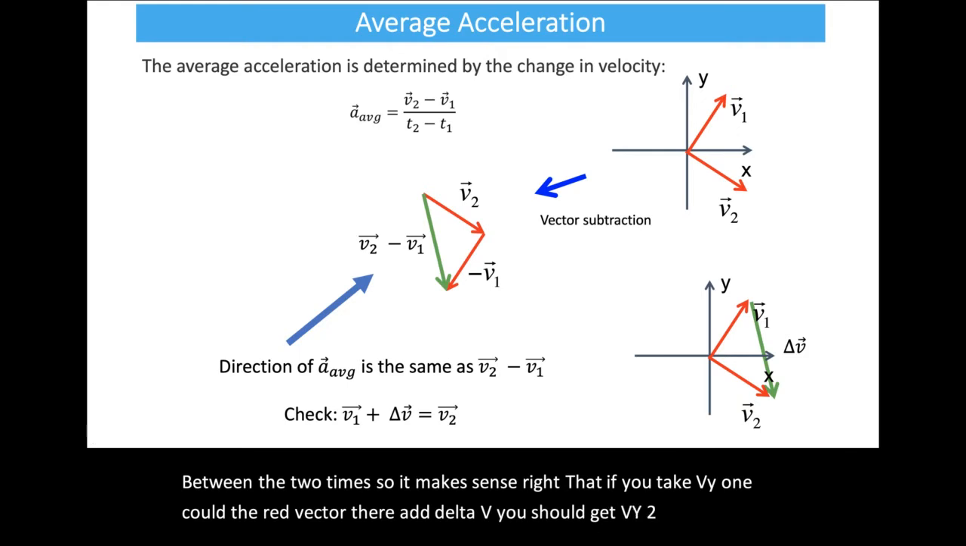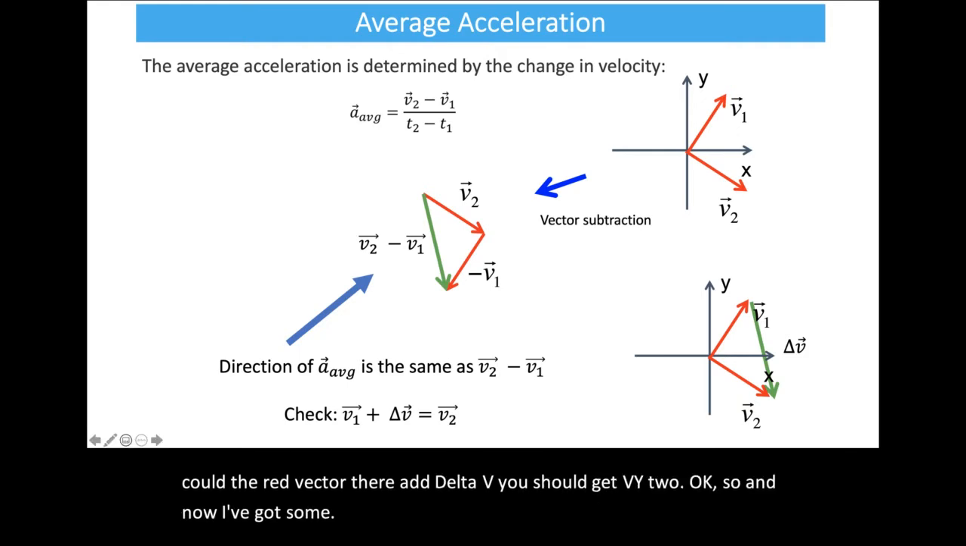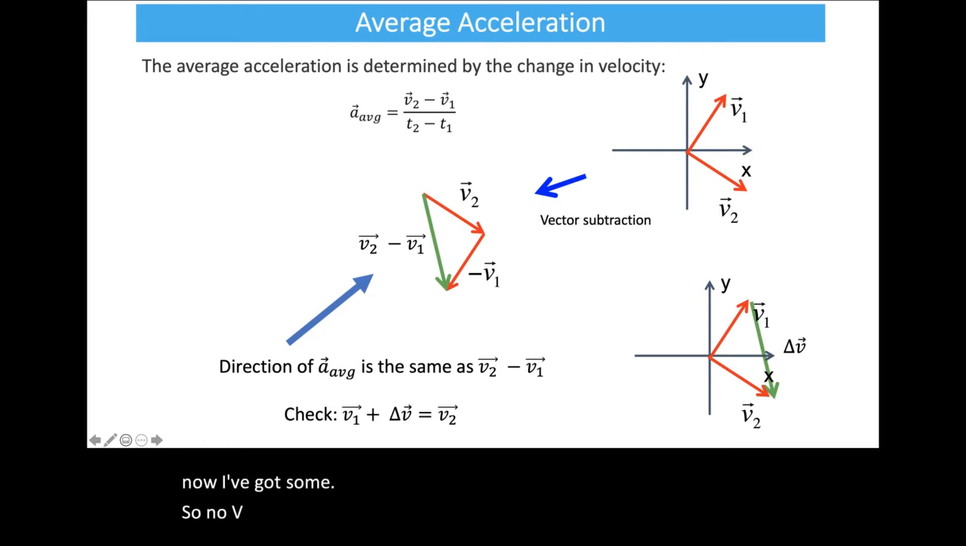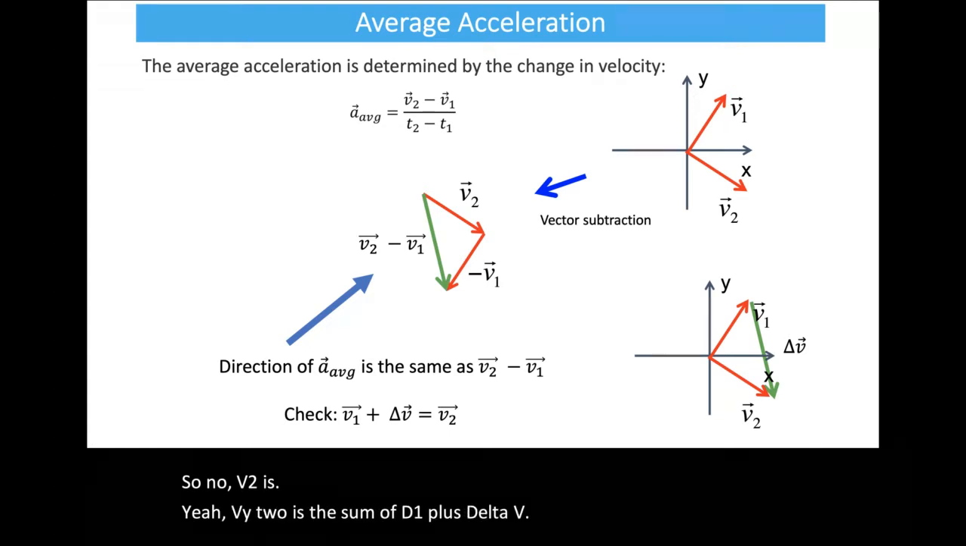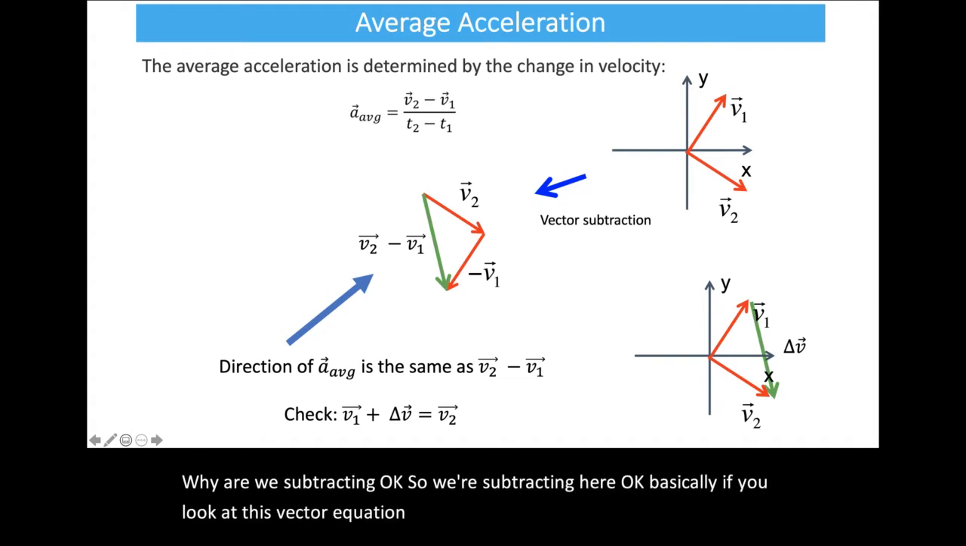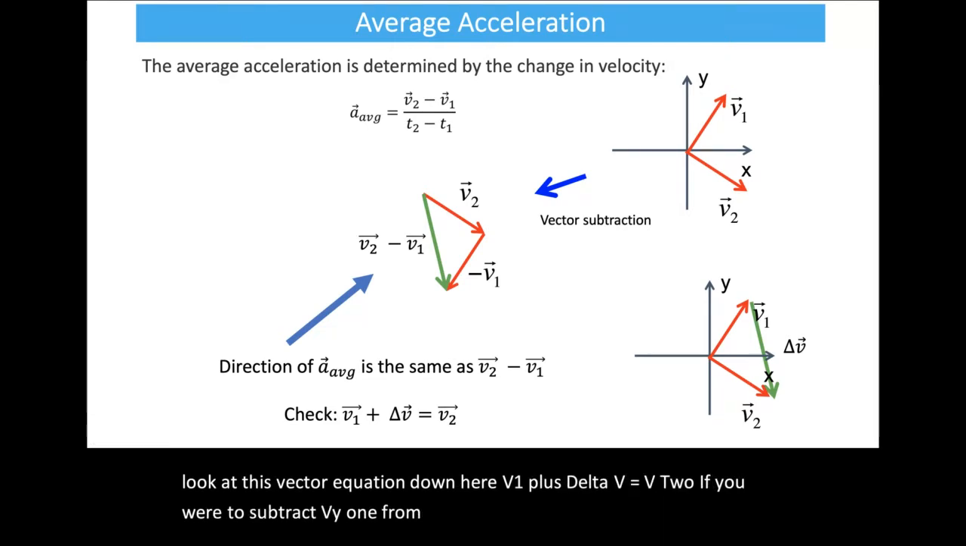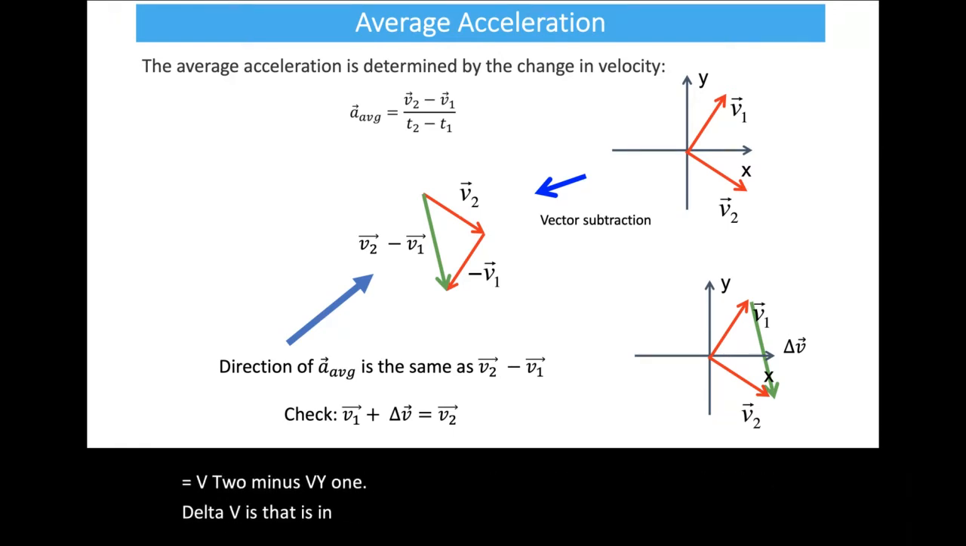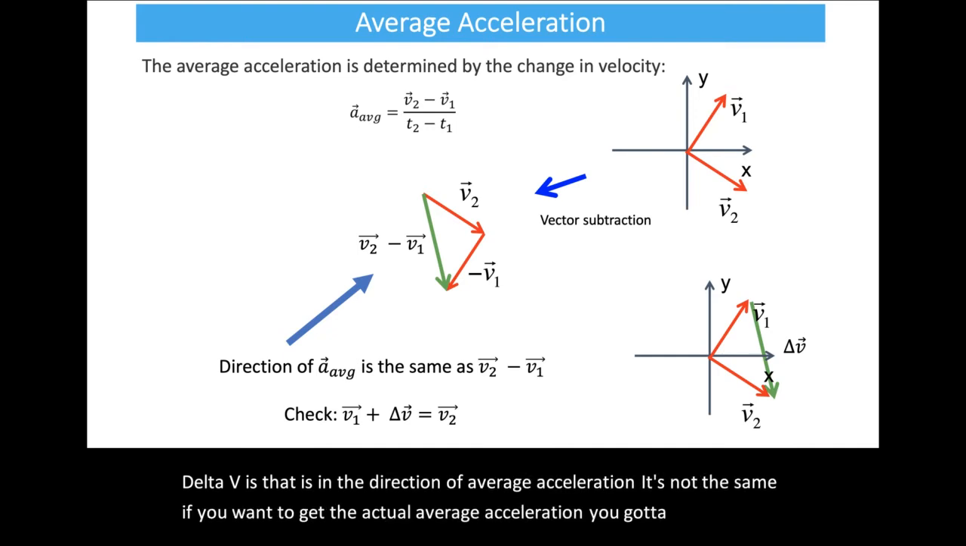Okay, so, v2 is the sum of v1 plus delta v. Okay. Why are we subtracting? Okay, basically, if you look at this vector equation down here, v1 plus delta v equals v2. If you were to subtract v1 from both sides, then you would get delta v equals v2 minus v1. Delta v is in the direction of average acceleration. It's not the same. If you want to get the actual average acceleration, you've got to divide by the time elapsed. Okay.